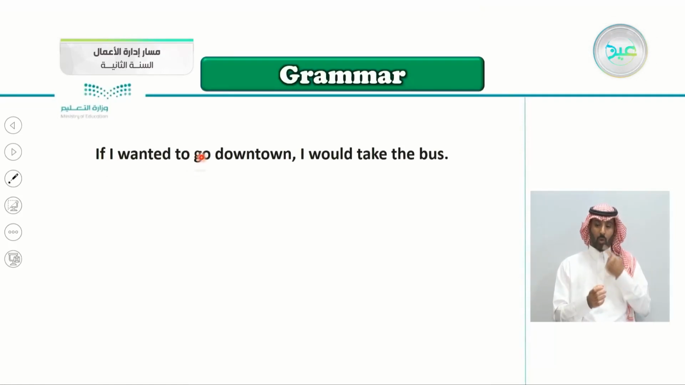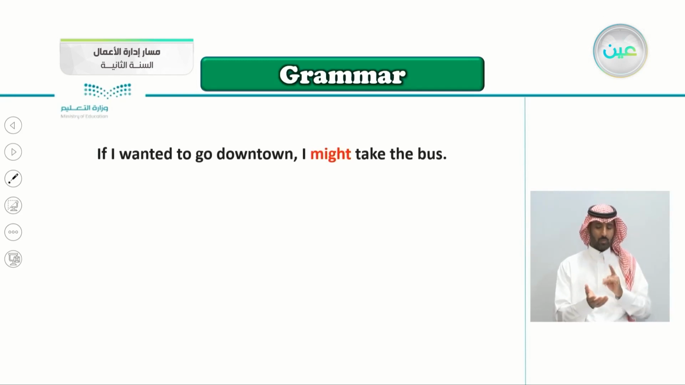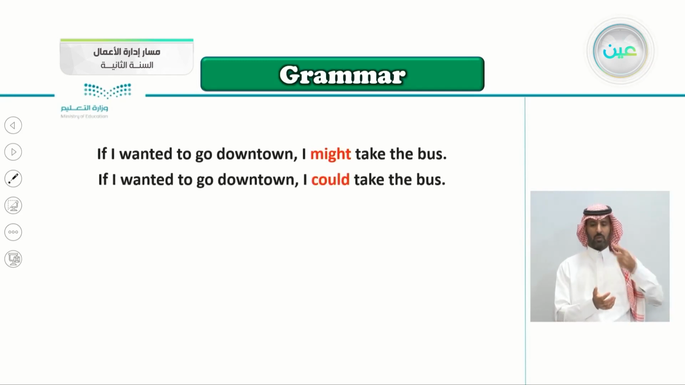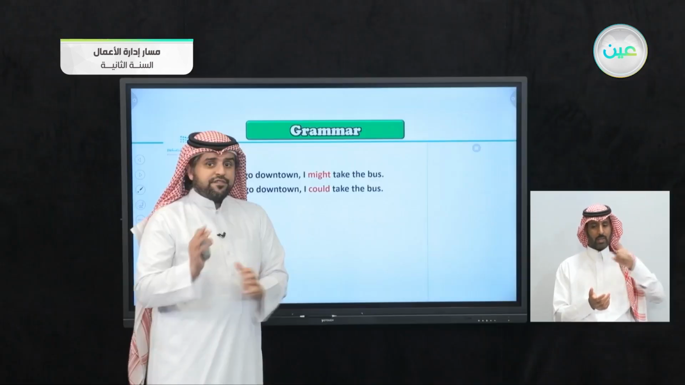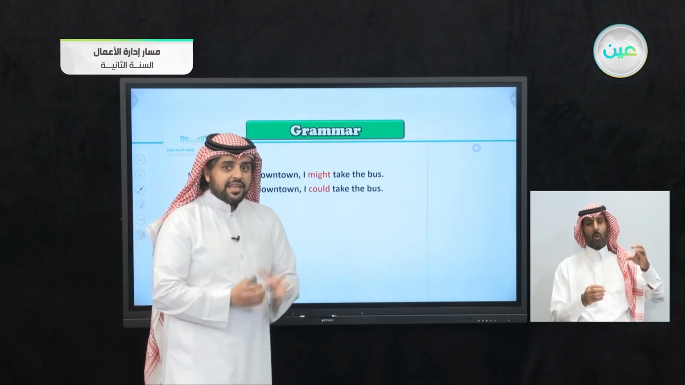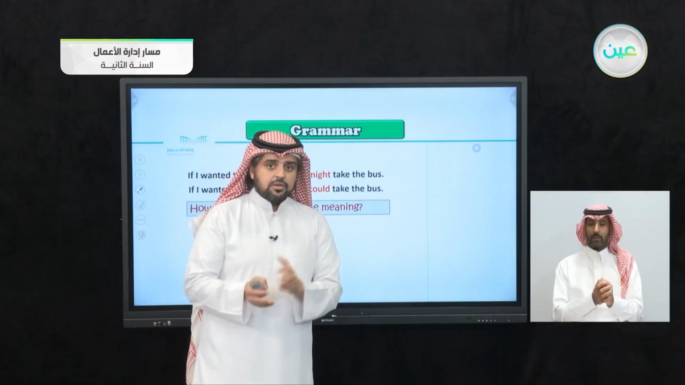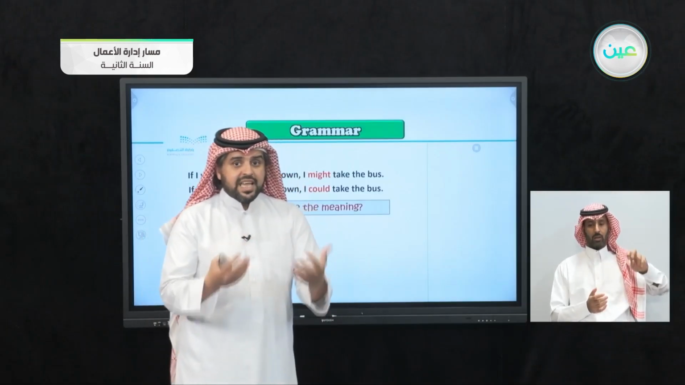If I wanted to go downtown, I would take the bus, and focus on the word would here, because if we change it to might or could: if I wanted to go downtown, I might take the bus. If I wanted to go downtown, I could take the bus. Is there any difference in the meaning here? Would, might, or could? So this is the question here. If I change might, could, or would, how would this change the meaning?